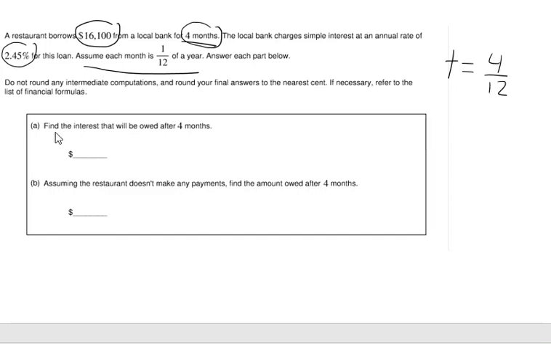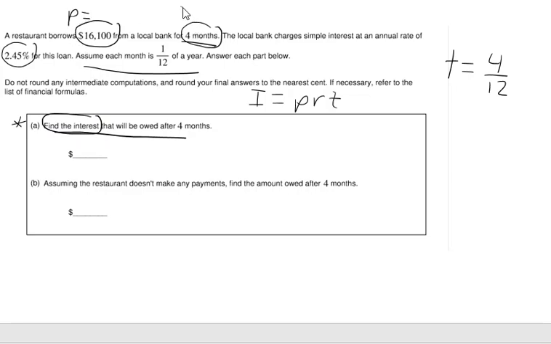Okay, now find the interest that will be owed after 4 months. So what we now do is we take our simple interest formula, interest equals principal times rate times time. We plug in the things that we know to solve for what we don't know, which in this case is the interest. Okay, so 16,100, that is our principal.